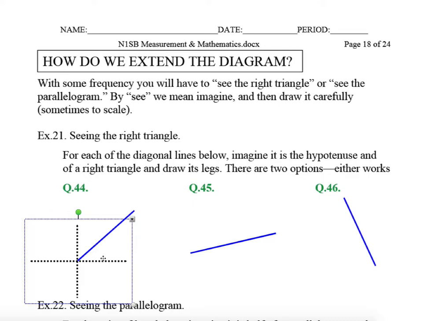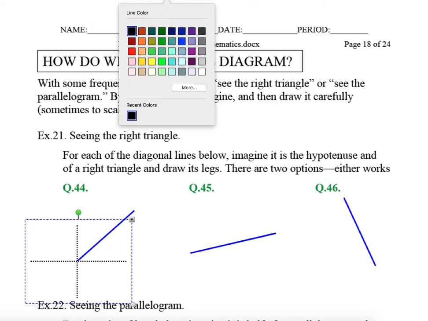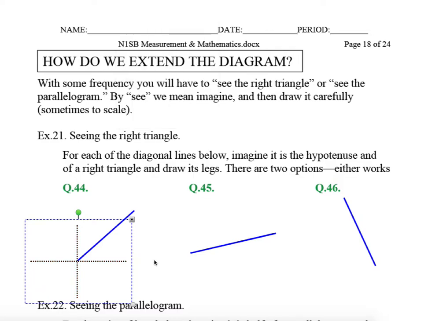Now, the key here is to determine the legs. We'll use this skill more later on, but for now, the legs are going to align with the x-axis and the y-axis. The x-axis is called the horizontal leg. So we're going to put a horizontal leg here. Put that in red.